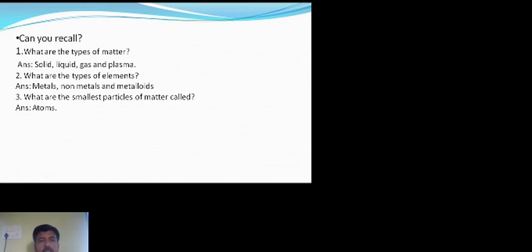What are the types of elements? Metal, non-metal and metalloids are the different types of elements. Actually there are two types of elements, metal and non-metal. There is another group which shows the properties of both metal and non-metal, so they are called metalloids. What is the smallest particle of matter called? Atom, it is the smallest particle of matter.